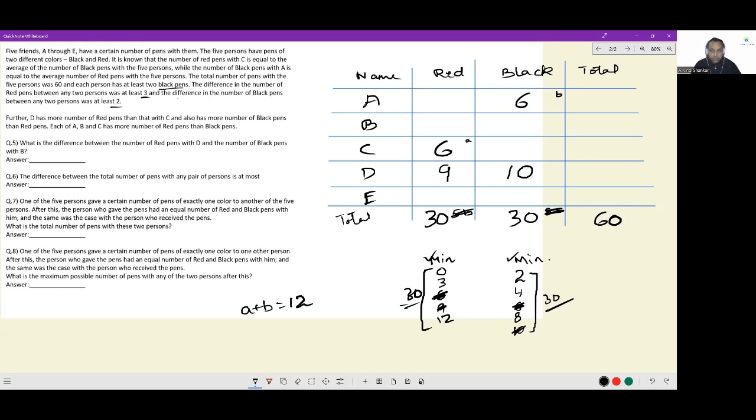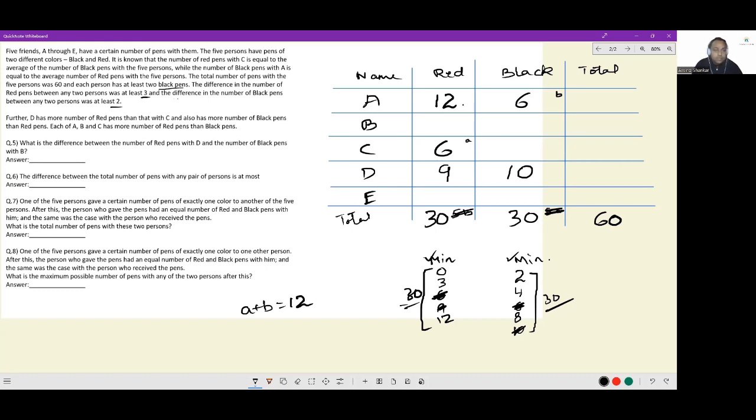Next, each of A, B, C has more number of red pens than black pens. For A, he must have more number of red pens than black pens. So 6 is here. In black, if I have 6, red pens greater than 6, I have only one number, 12. So this is also allocated.